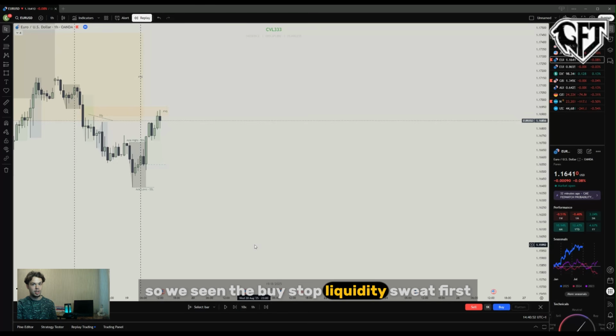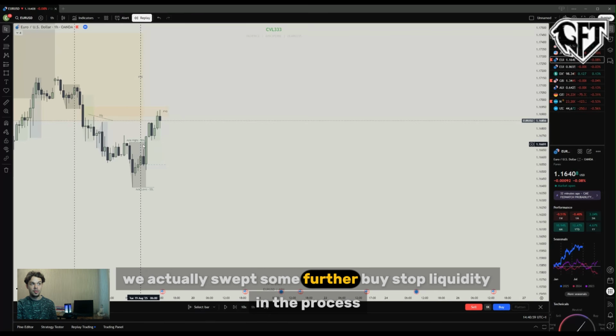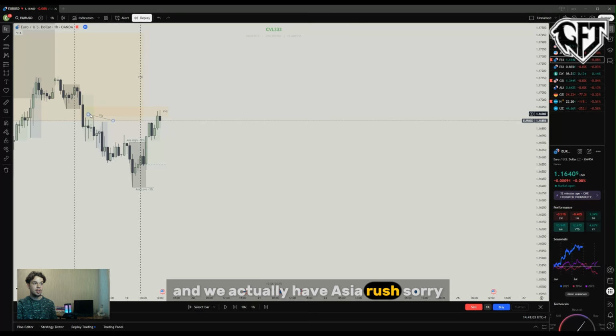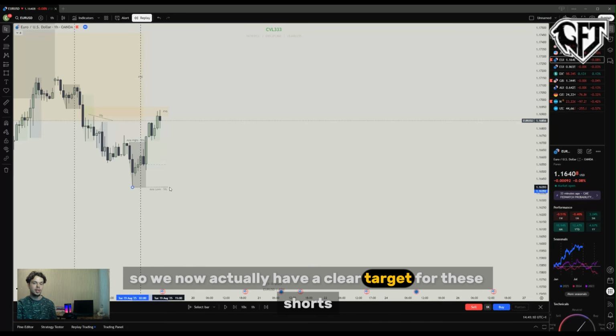So we've seen the buy stop liquidity swept first. We then mitigated a bearish fair value gap, and we actually swept some further buy stop liquidity in the process, and we have Asia session lows left open, which could now be acting as a draw on liquidity onto the downside. So we now have a clear target for these shorts.